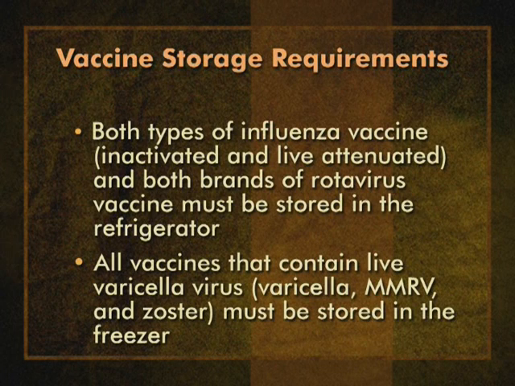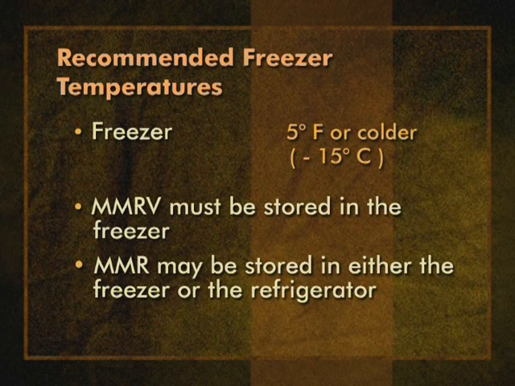Both types of influenza vaccine, inactivated vaccine and live attenuated influenza vaccine, as well as both rotavirus vaccines, must be stored in the refrigerator. All vaccines that contain live varicella virus must be stored in the freezer. Varicella and zoster vaccines should be stored at plus 5 degrees Fahrenheit, which is minus 15 degrees Celsius or colder.